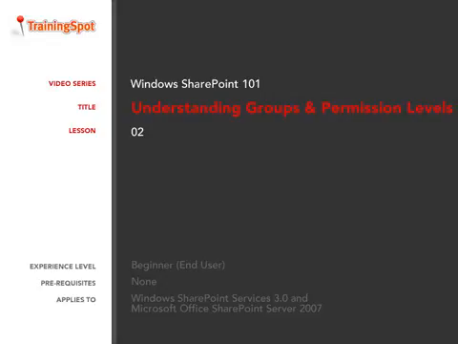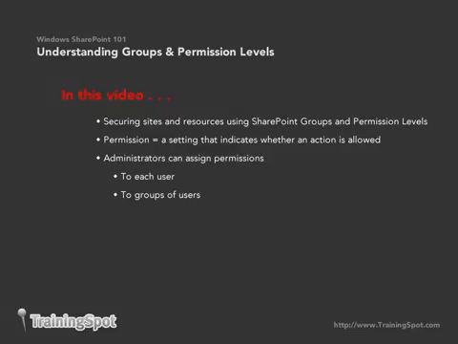In this video, we'll take a look at how sites and resources are secured through the use of SharePoint groups and permission levels, and which permissions you might need depending on what you hope to accomplish within SharePoint. There are dozens of possible actions that a user can take on the site. A permission is simply a record in a database that either allows or disallows a particular user from performing an action. So for example, you may have the permission to read a document but not be granted the permission to edit or delete it.